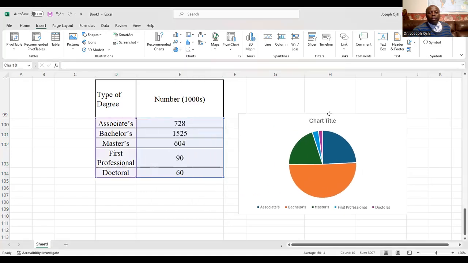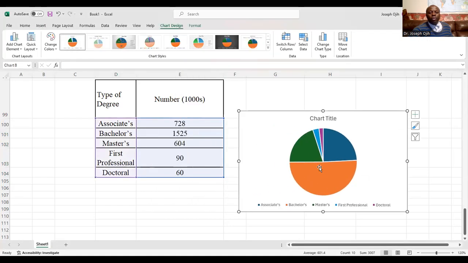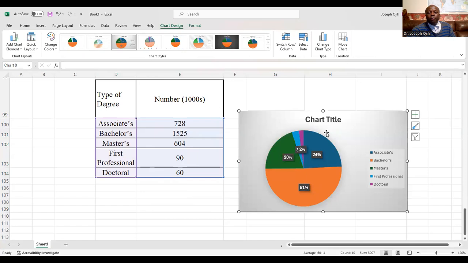That's better for you. Now we need to add numbers. It depends on the version of Excel you're using. Sometimes when you click on it, it will add numbers immediately. In my own, you have to choose. Like I'm choosing this one. I have the pie already. To add numbers, I just choose any of these. I'll choose this one. See, the numbers are in.